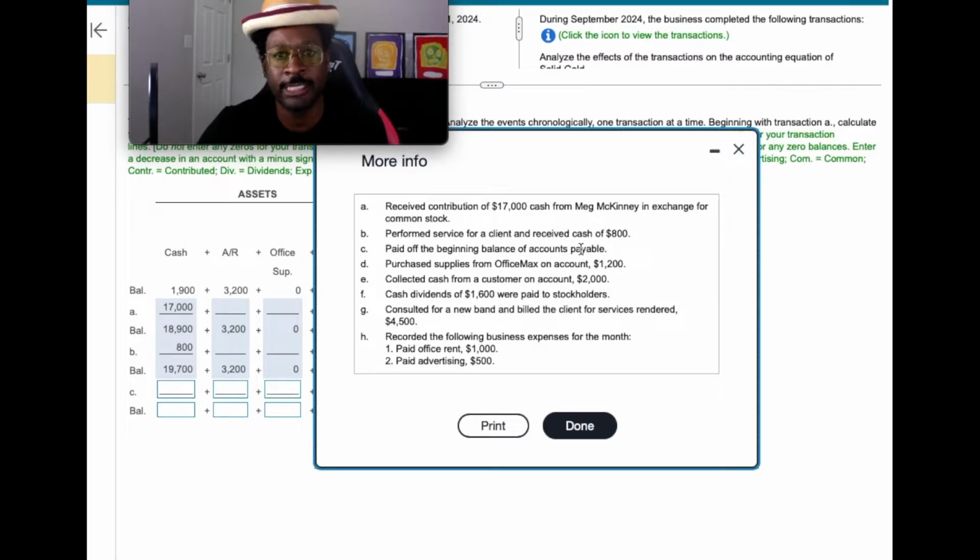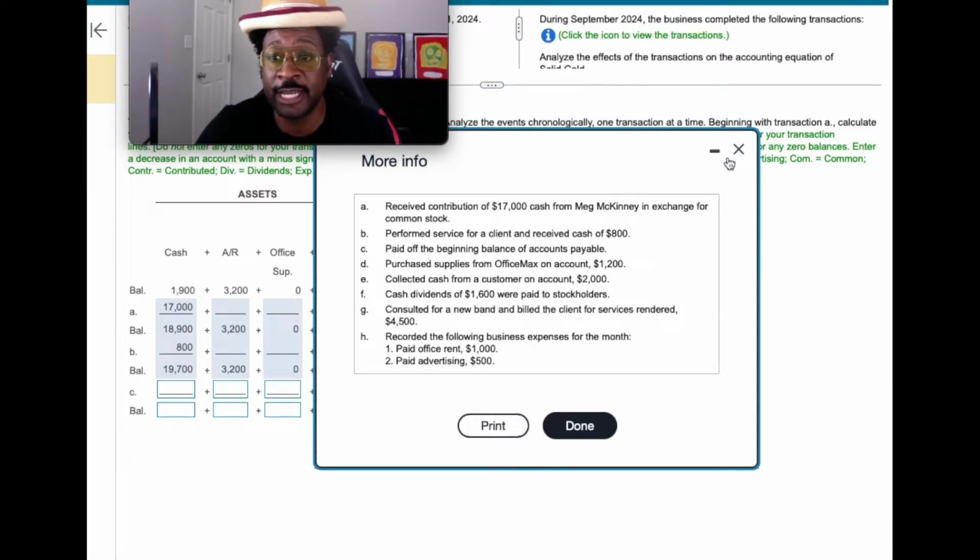What are the key words, gang? Paid and accounts payable. So remember what I told you guys. Anytime you see the word paid and the company's paid, cash is always going down automatically. So we're halfway there. We know cash is an asset. What was paid? The accounts payable. Last name payable, always a liability. So therefore our liabilities decrease because we paid on an account by the beginning balance.